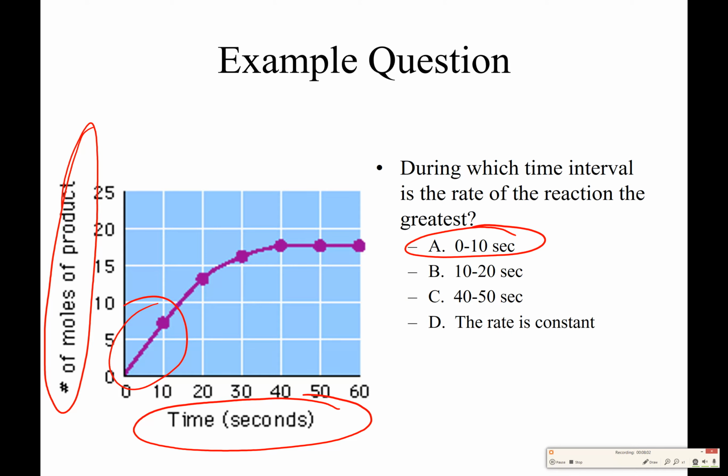You can also mathematically look at that by taking the slope of the line between each of these time intervals. And you'll find that the slope from 0 to 10 seconds is higher than the slope between 10 and 20, also between 40 and 50. The rate is definitely not constant. If it was, you would get a nice straight line. Here you get a curve. When you get a curve, that means the slope is changing. It also means the rate is changing.